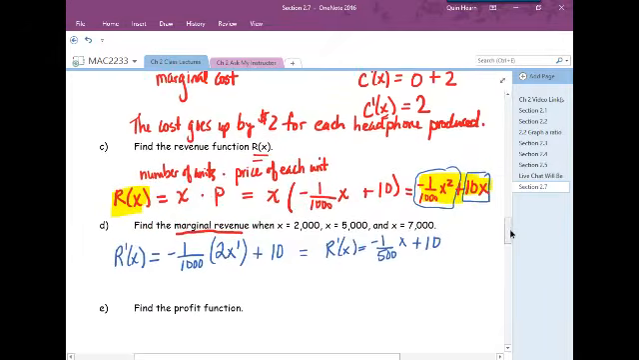We were asked to find what the value of the marginal revenue is when x is 2,000, 5,000, and 7,000. So that's just asking us to plug in. So we need to find R prime of 2,000, R prime of 5,000, and R prime of 7,000 by plugging into the marginal revenue. All right, so once again, get out your calculators. Help me out here.